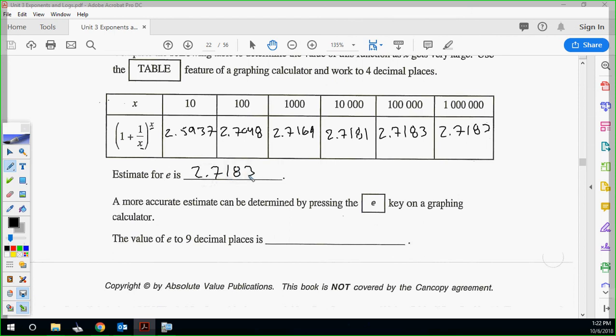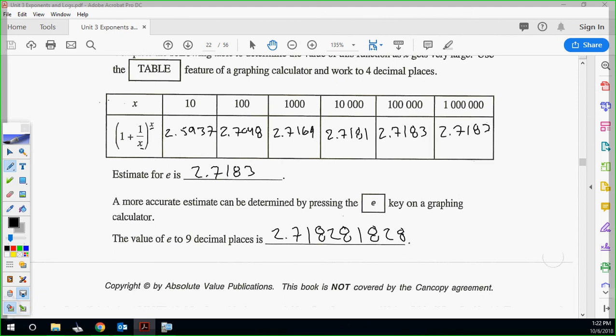Okay. More accurate estimate is determined if you press E on your graph calculator. If you just push that second division, hit enter, it'll show you, depending on what your decimal places are, a good number. But to 9 decimal places, just so you know that it keeps going, would be about here. Okay, and so that's the E is a value. Okay, natural logarithms have E involved.